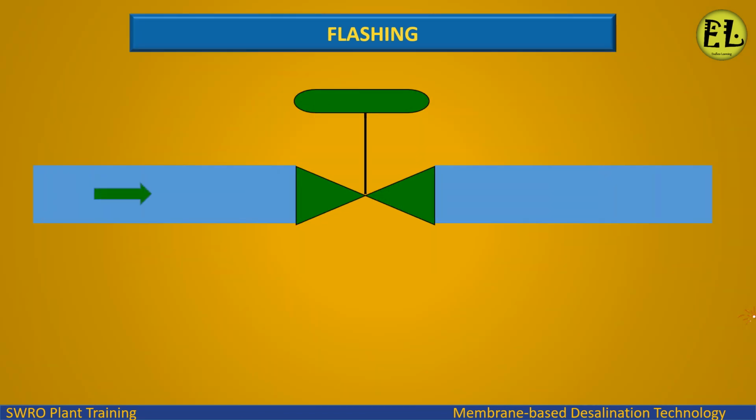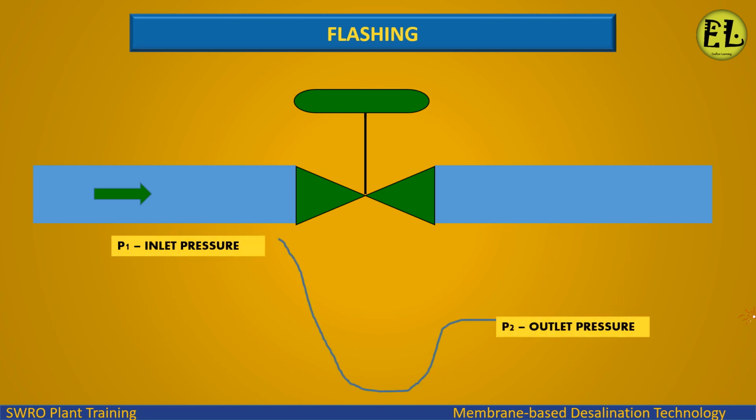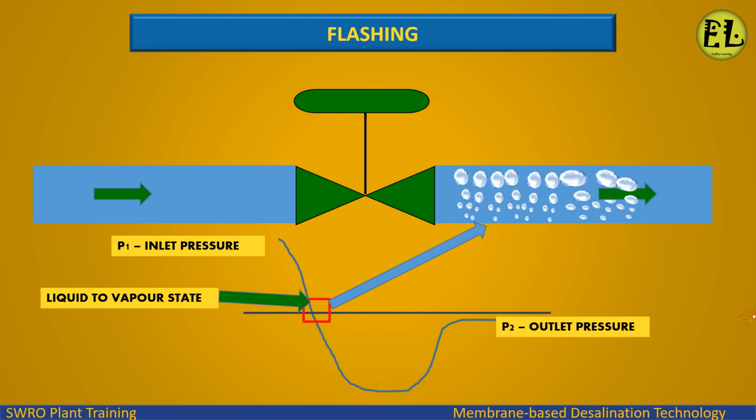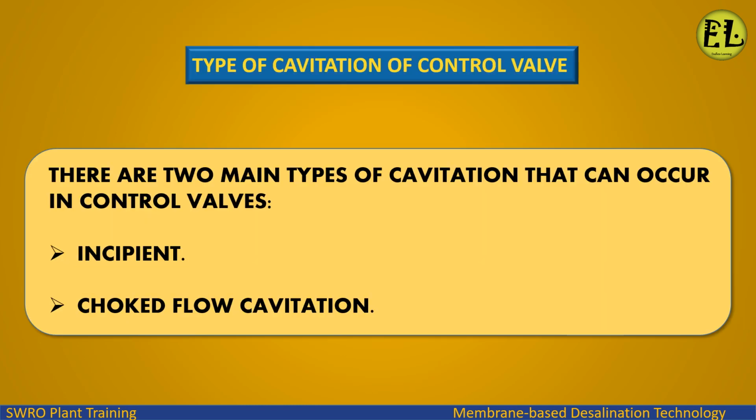When process liquid flows through a control valve, where P1 is inlet pressure and P2 is outlet pressure, when a liquid is subjected to a drop in pressure, the liquid quickly changes state from liquid to vapor and produces bubbles. If P2 outlet pressure remains below vapor pressure, then continuous flashing occurs, which has a significant impact. There are two main types of cavitation that can occur in control valves: incipient and choked flow cavitation.